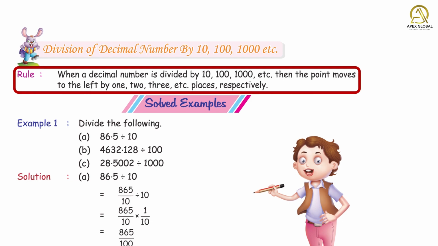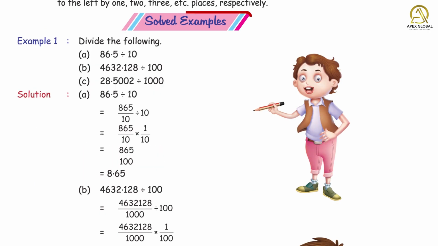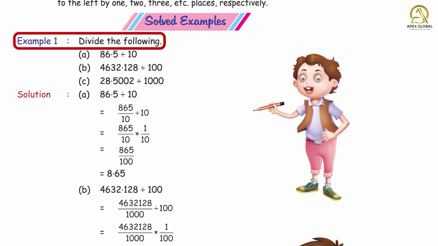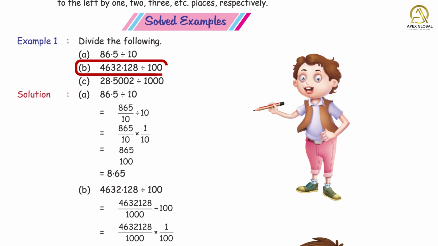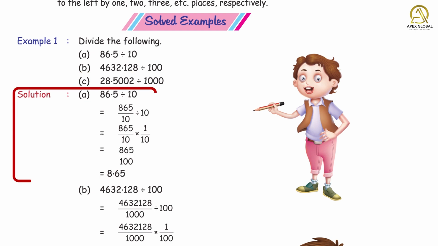Division of decimal numbers by 10, 100, 1000, etc. Rule: when a decimal number is divided by 10, 100, 1000, etc., the point moves to the left by 1, 2, 3, etc. places respectively. Solved example. Example 1. Divide the following: A. 86.5 divided by 10. B. 4632.128 divided by 100. C. 28.5002 divided by 1000. Solution: A. 86.5 divided by 10 is 865 upon 10 into 1 upon 10, which equals 865 upon 100, which equals 8.65.